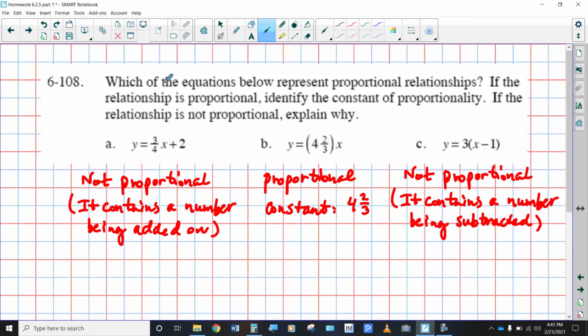All right, which of the following represents a proportional relationship? Remember, proportional relationships follow the formula y equals kx.